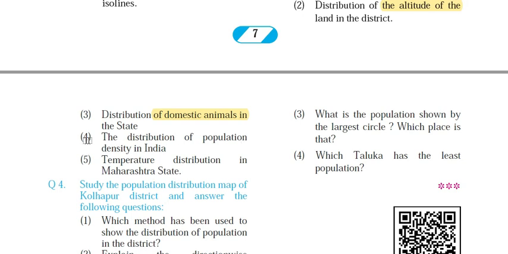The distribution of population density in India. Remember this phrase, population density. Now they are asking about density, so here the choropleth method is the best.